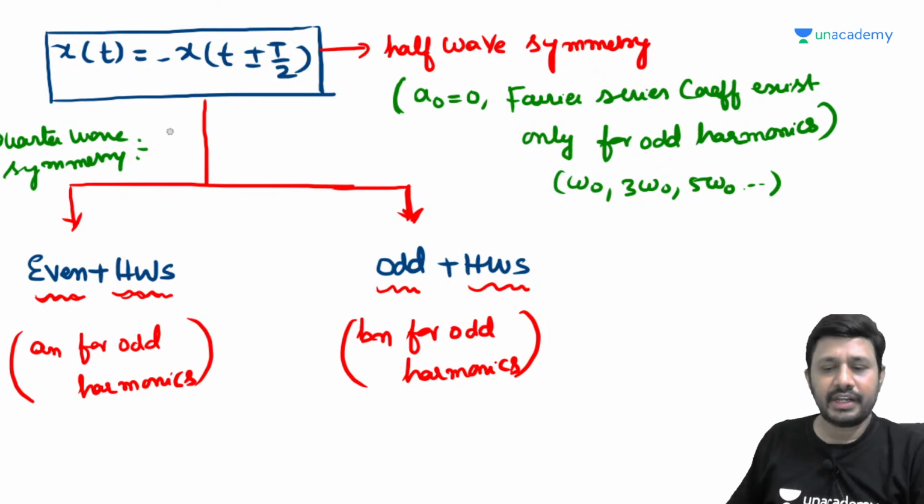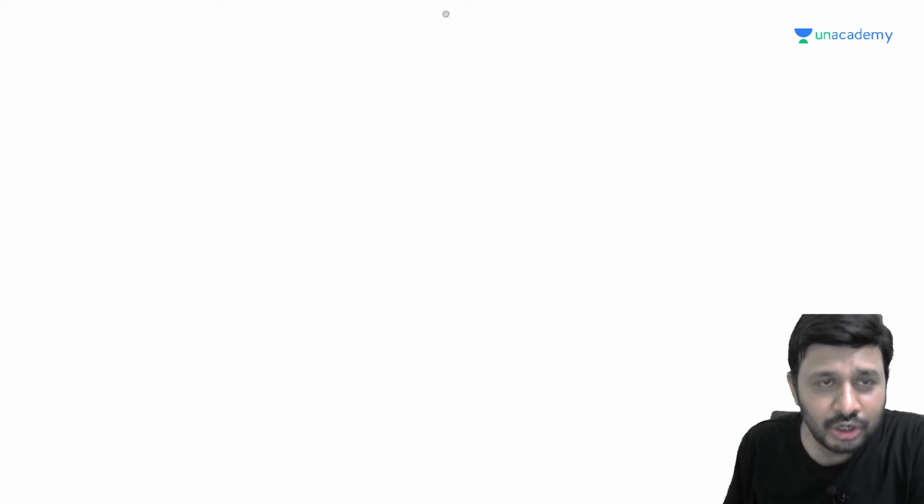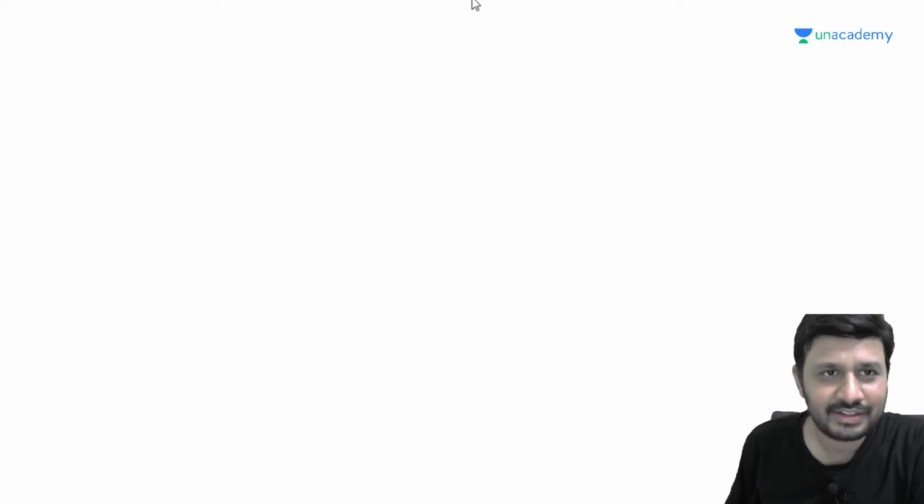So till now what we studied in Fourier series, if we recap, what is the purpose of Fourier series? See, the purpose of Fourier series is that we can build a non-sinusoidal periodic signal by adding mutually orthogonal harmonically related sinusoids. Yes or no?